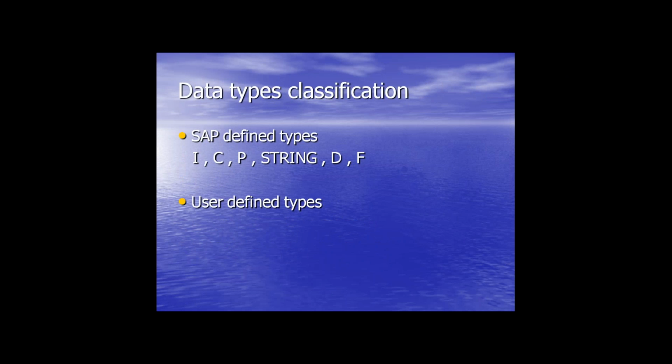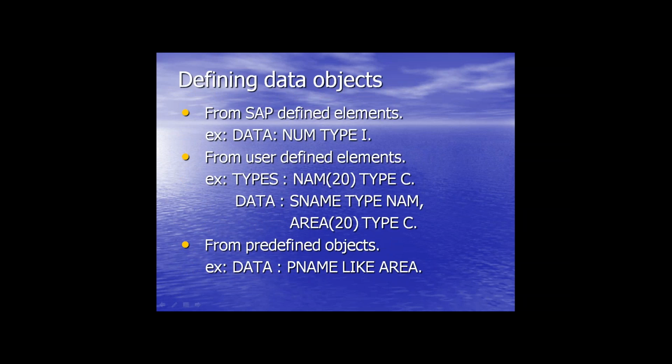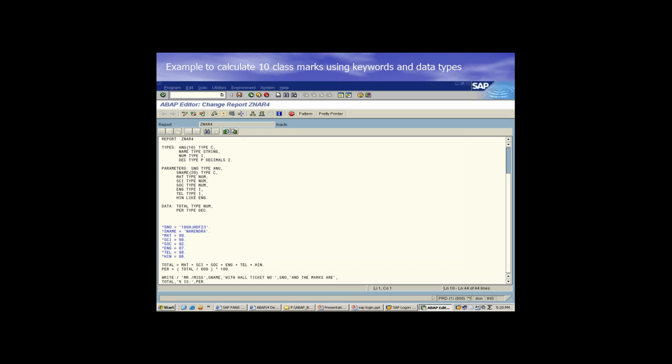And the data type classifications we saw yesterday: I for integer, C for character, P for packed number, string, D for date, T for time, F for floating point. And how can we declare those things? Let's have a look here.